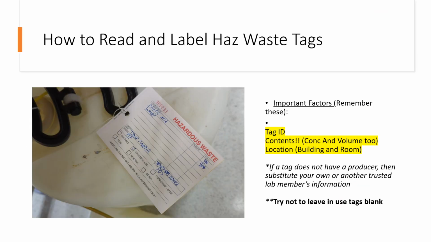How to read and label hazardous waste tags. Here we have a hazardous waste tag. We can see the ID, the contents, the volume, and the location of where this tag is. These are very important to help pick up hazardous waste and to tell others around the lab exactly what's concentrated within your hazardous waste vessels.